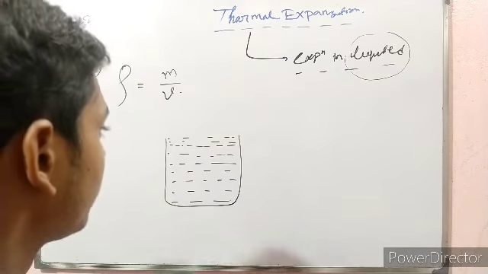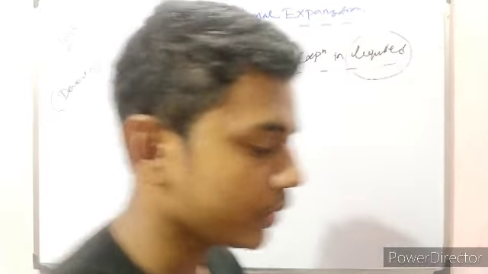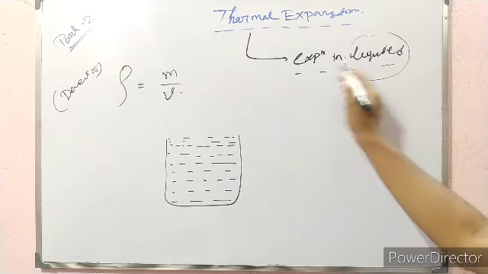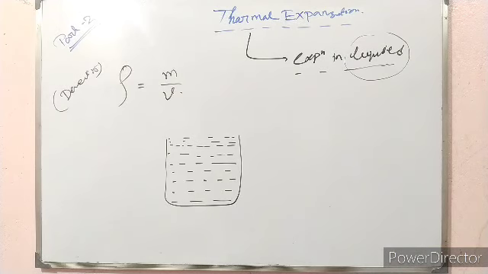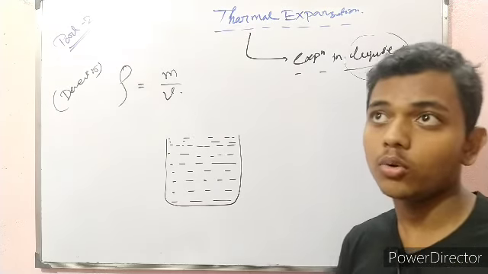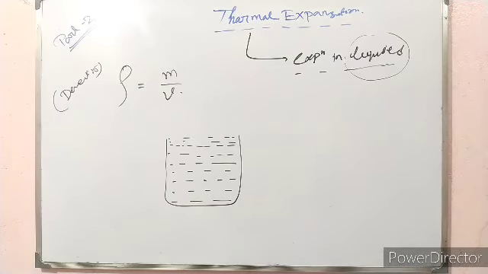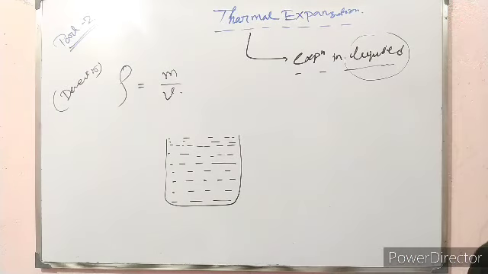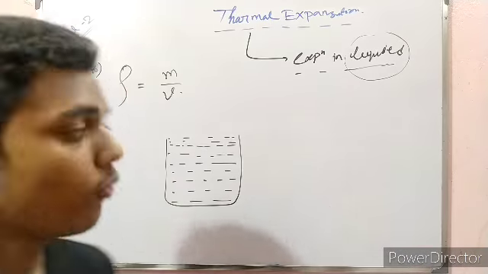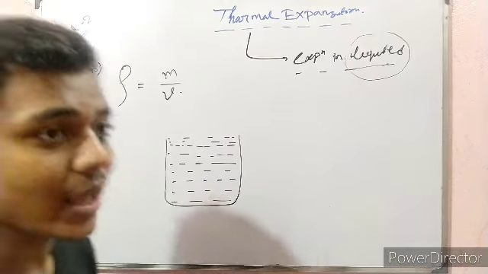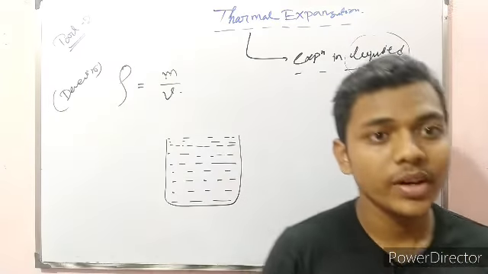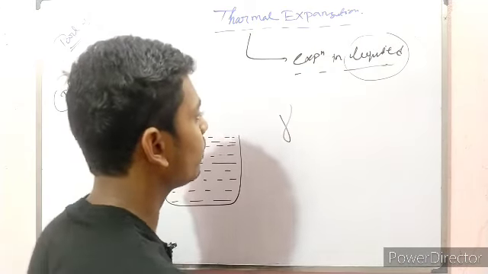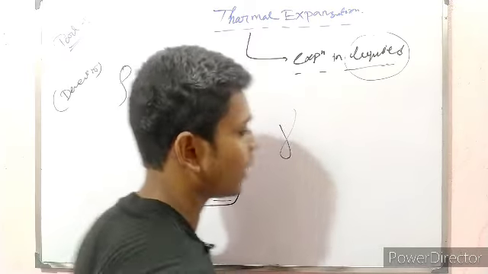So now, in the expansion of liquids, is it a linear expansion, or the surface expansion, or the volume expansion? You can write that in liquids we only see the volumetric expansion, or the volume expansion. I mean, here we will only use gamma.